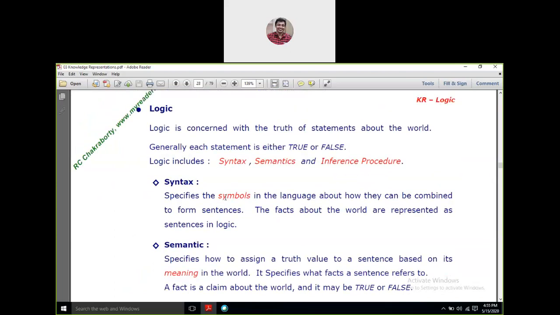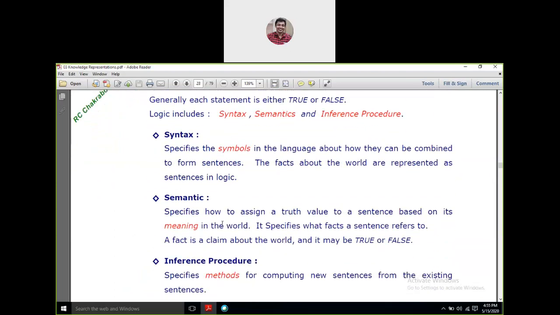Now here's something important. Logic is concerned about three basic things: the syntax, that means the symbols. We even talk about the semantics, that means the actual meaning, and then we talk about the inference.